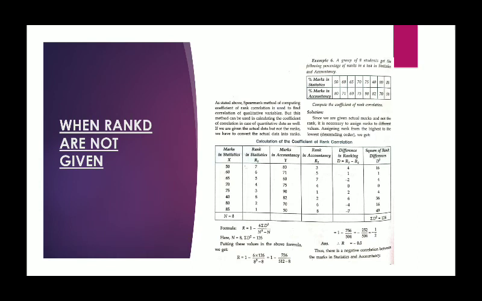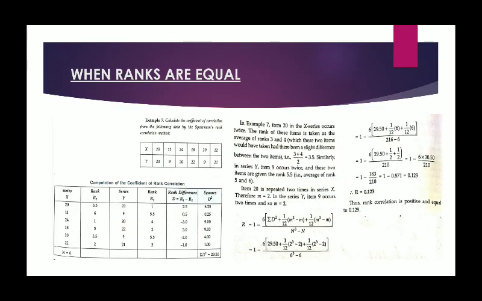So this was the case when ranks are not given, but there was no clash, like two students not getting the same marks. If that would happen, then we will move to the third case, which is when ranks are equal. Here you can see, calculate the coefficient of correlation. X and Y are the two variables. The value of variable X is repeated 2 times, and similarly, Y is getting value 9 2 times.